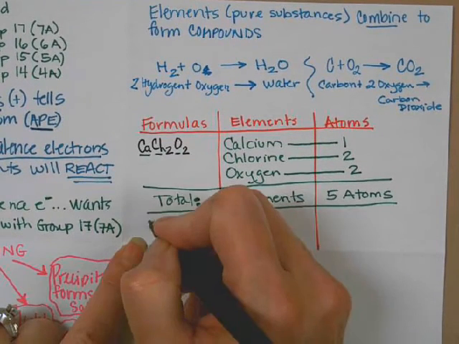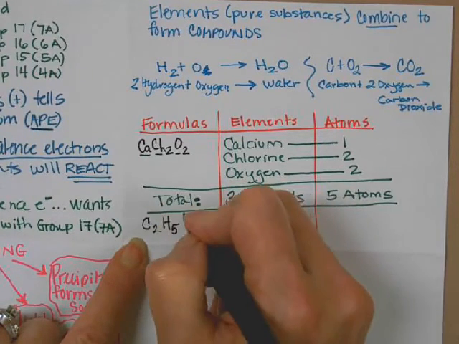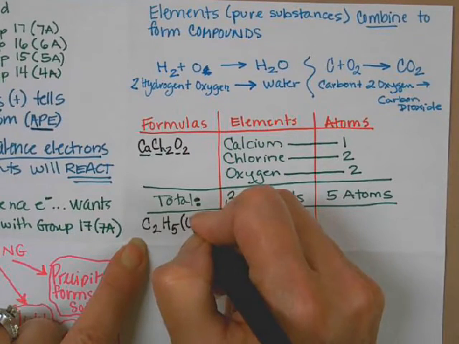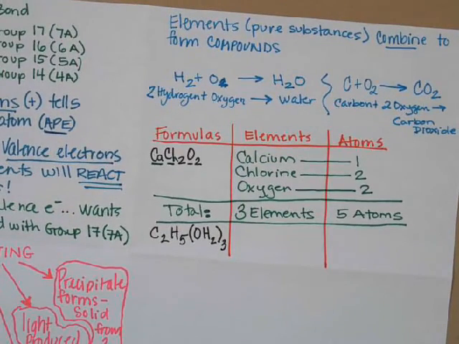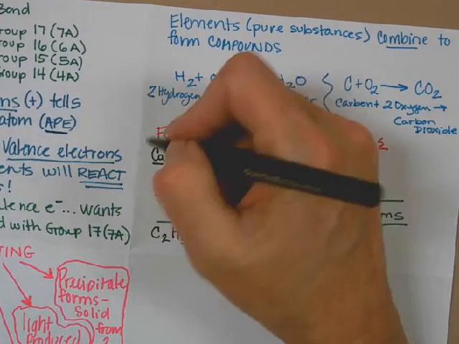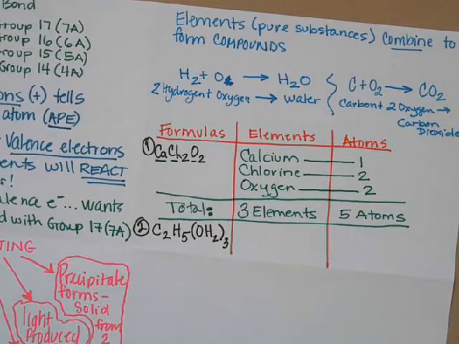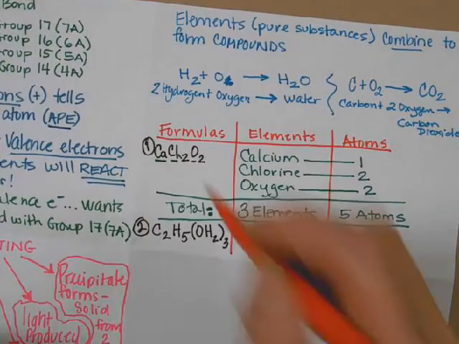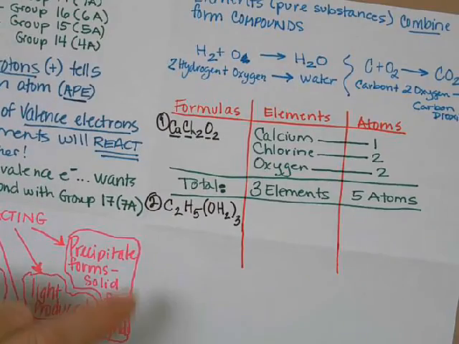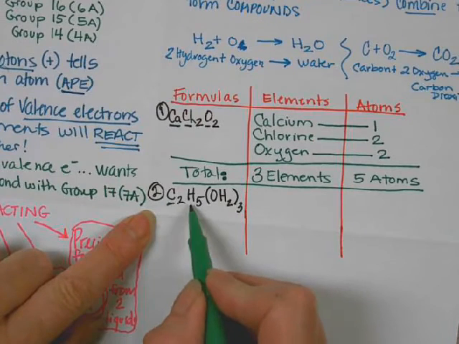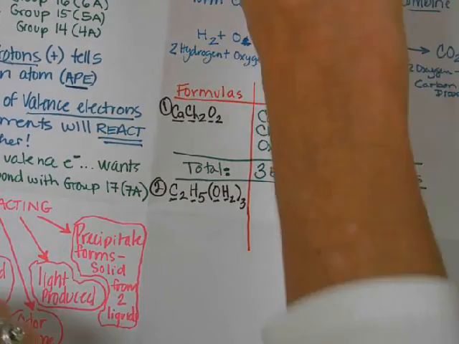So the next one is going to be C2H5(OH)2, in parentheses, closed, 3. All right, we're going to do the same thing. So this was number 1. This is problem number 2. Let's see. So, what elements are present here? What do we have here? So, we have C, H, O, and H. Again, remember you only count each of them once.